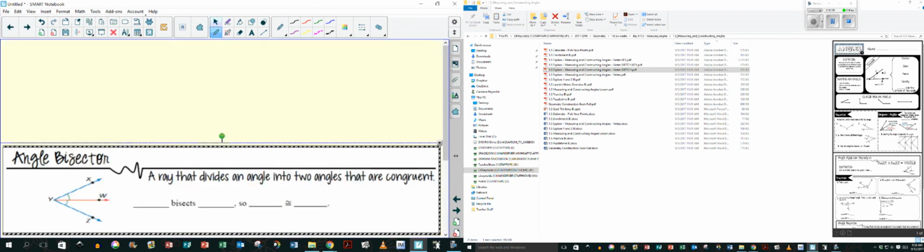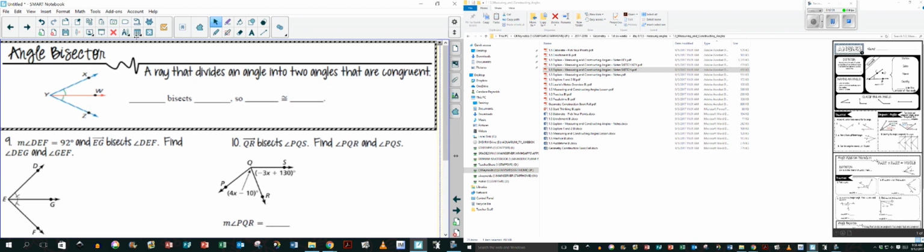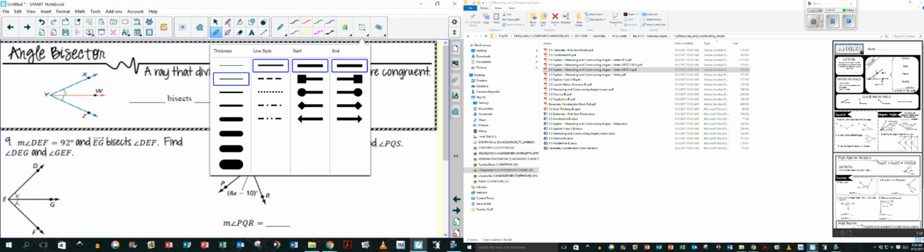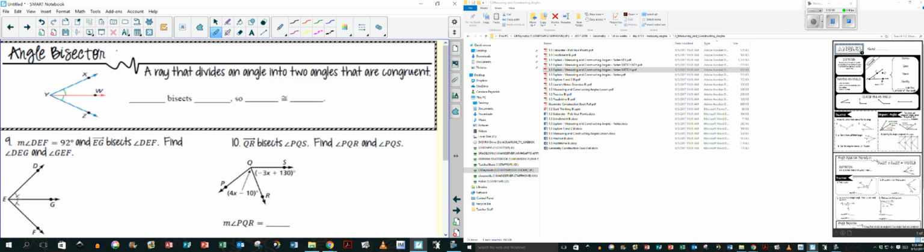All right, next piece is our angle bisector. So bisector means it's cutting it in half, just like a midpoint cuts a segment in half. A ray divides an angle into two angles that are congruent. So I would say that ray YW bisects angle XYZ so that angle XYW is congruent to angle WYZ. So this piece is congruent to this piece.